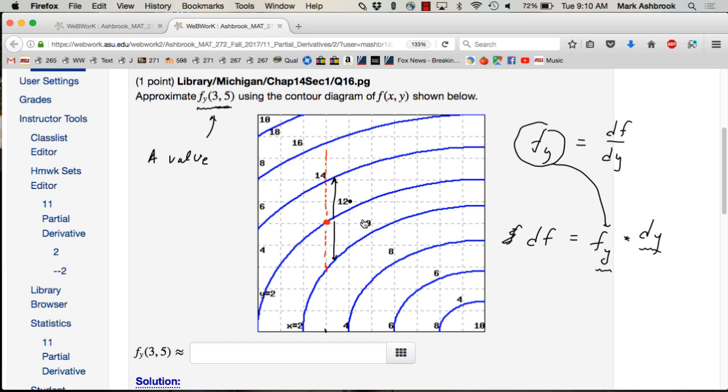So what is the change in y that we see there? 2. You're going from 5 up to 7 right there. So my dy is positive 2. And when I make that change in y, what's my resulting change in z? Also 2. Okay, it's not that easy for everybody. So here you're at the contour line for z equals 12, and we're moving up to the contour line for z equals 14. So when you make that change in y of 2, the change in z is also 2.